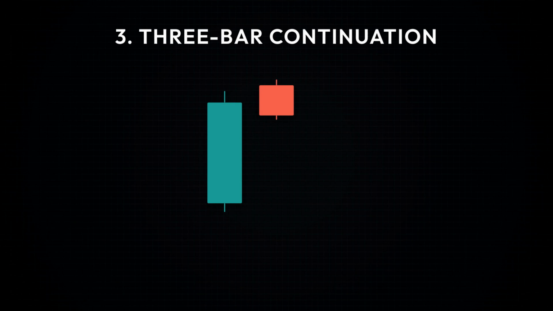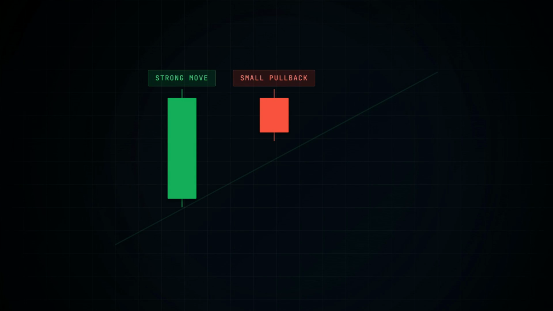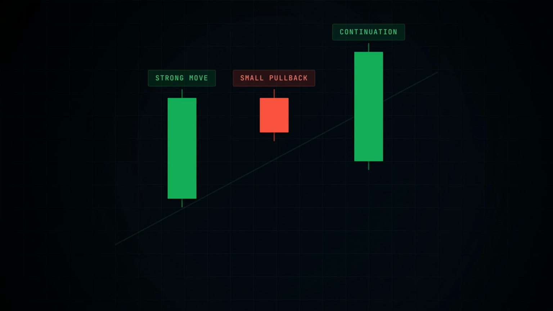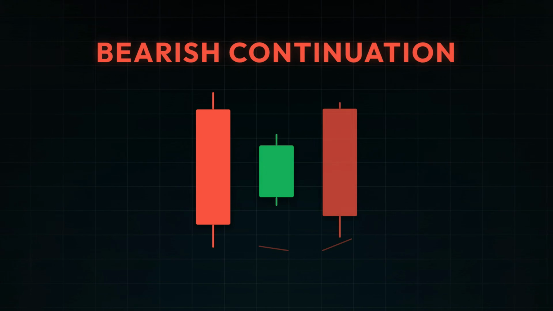Think of pattern number 3 as a very short story. Strong move, small break, and then another strong move in the same direction. The first strong green candle shows buyer strength. The small red candle in the middle may simply be a temporary pullback. Then the third strong green candle shows that buyers are still active. In the bearish version, the same story happens on the seller side.